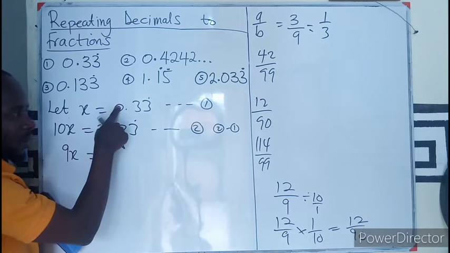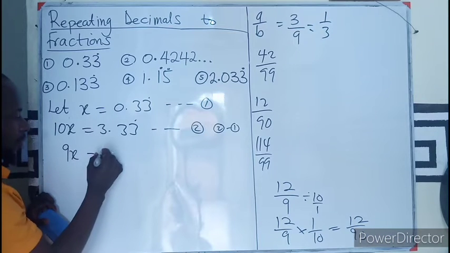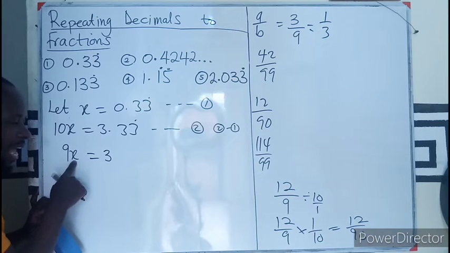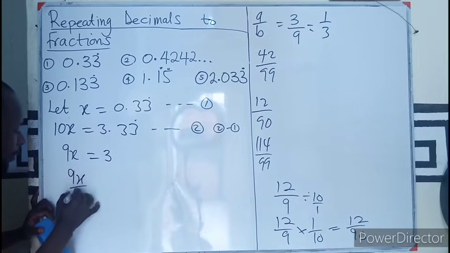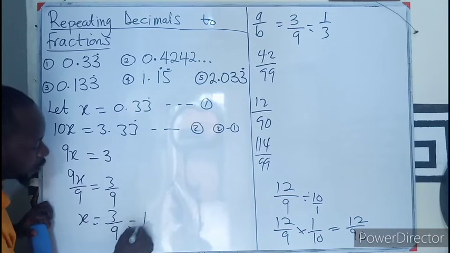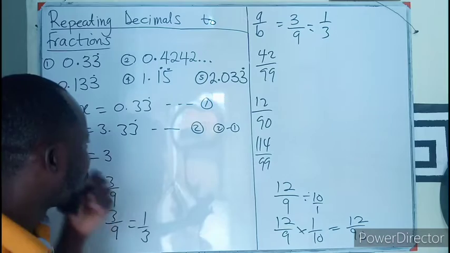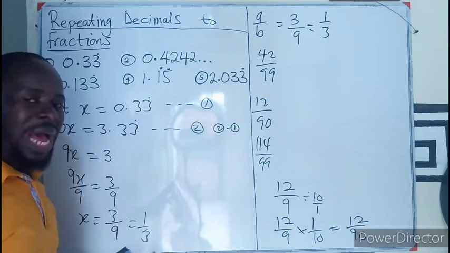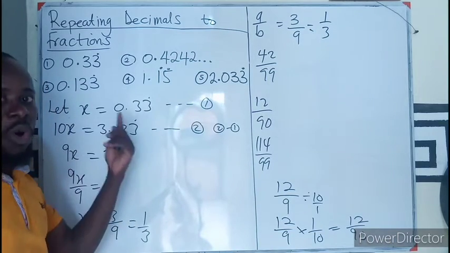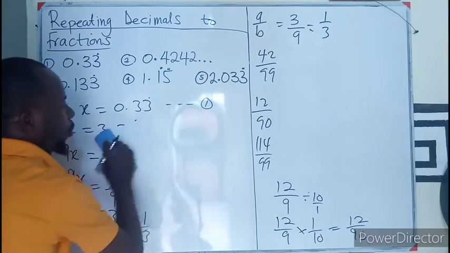Then the whole number 0 is taken away from 3, decimal from decimal. So 3 minus 0 is 3. 3 minus 3 will go. Since we are looking for x, we divide through by 9. So your x is going to be 3 over 9, which is 1 over what? 3. Same as we have for the first question. So you can either use the equation approach, whereby you multiply to make sure the recurring number becomes part of the whole number, or use the second approach.